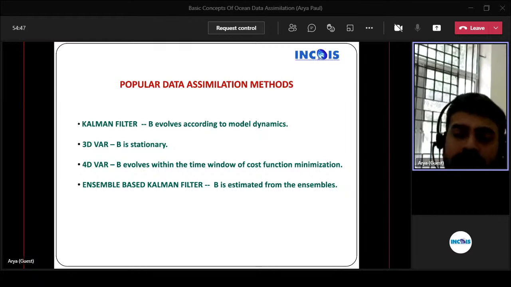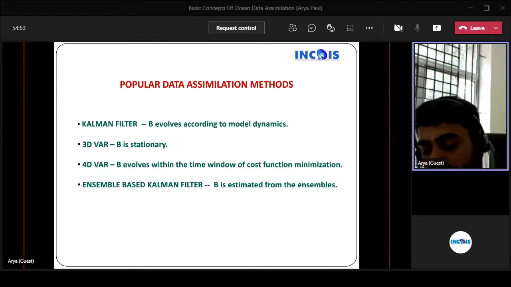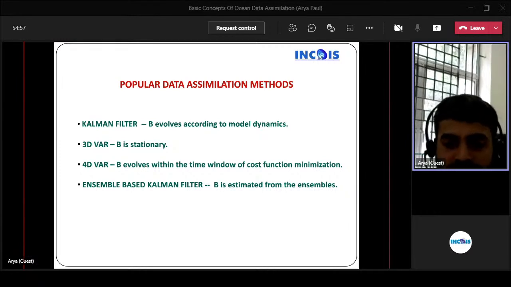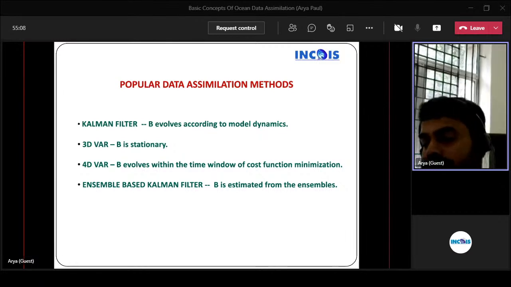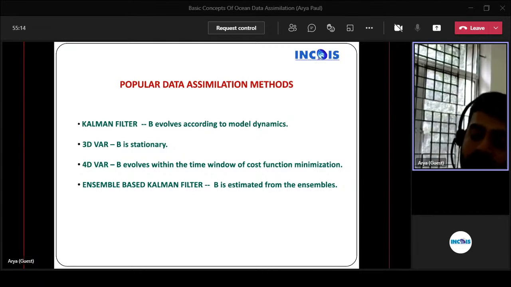In 4D VAR, another popular data assimilation method, you allow your model error covariance matrix P to evolve within the time window of cost function minimization. So what happens is that you choose a time window, let's say about 2 days, 3 days, 5 days, depending on your priority. And within that time window, you let your model error covariance evolve.